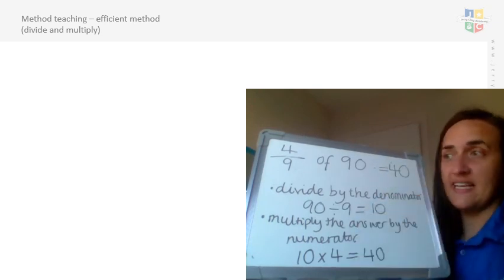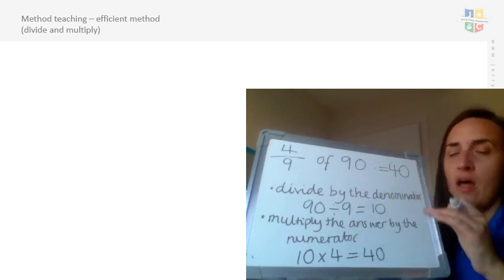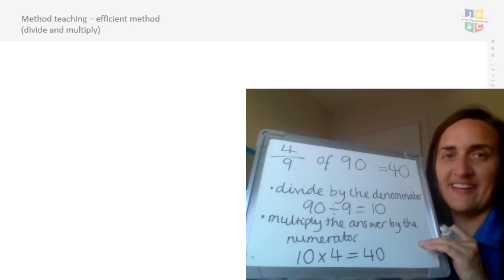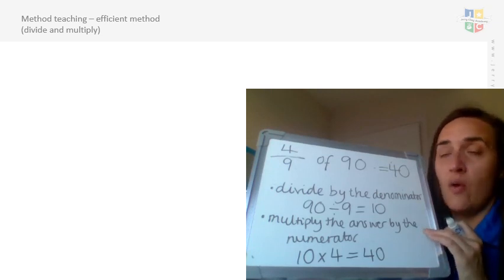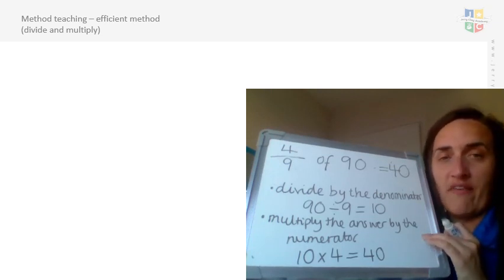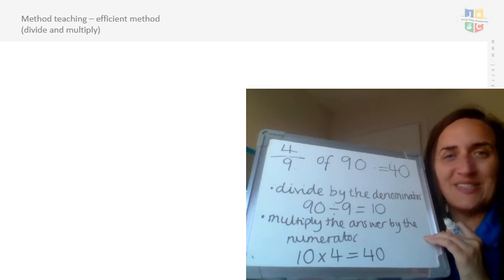So the quick way is divide by the denominator, then multiply by the numerator. If the numerator is 1, you don't need to do that because it's already going to be the same answer. But if the numerator is more than 1, so it's a non-unit fraction, you'll need to do this step as well.